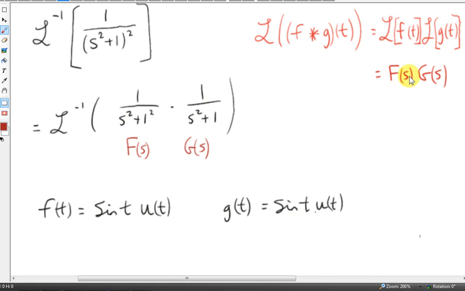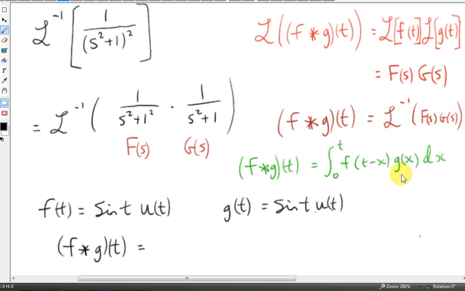So we are after the inverse transform of F(s) times G(s). So we'd have to get the inverse transform of this thing here. Well, that's just f convolved with g, and that's going to be the inverse transform of F(s) times G(s). So that's the general formula. I just took the inverse transform of both sides. It's just this one is a bit easier to see.